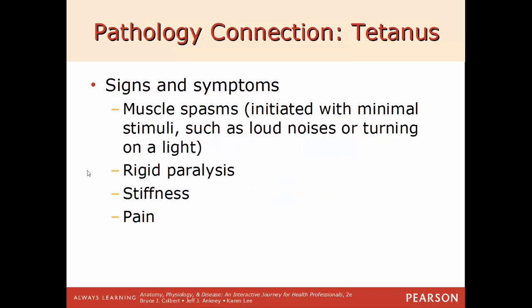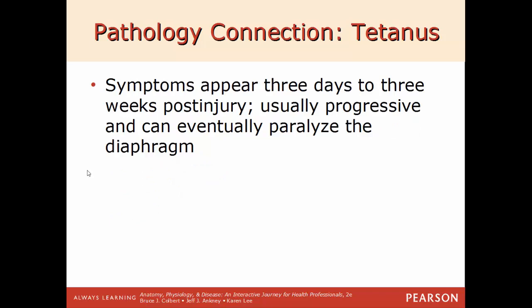Some common signs and symptoms: muscle spasms, usually initiated with very minimal stimuli. A loud noise or turning on a light gets a fairly aggressive response when you shouldn't really get that kind of response. Very rigid paralysis, stiffness, and pain are often good signs of tetanus. The symptoms will usually appear 3 days to 3 weeks after the injury, and will get worse and worse, and if left untreated, can eventually paralyze the diaphragm, which means you will be unable to breathe.